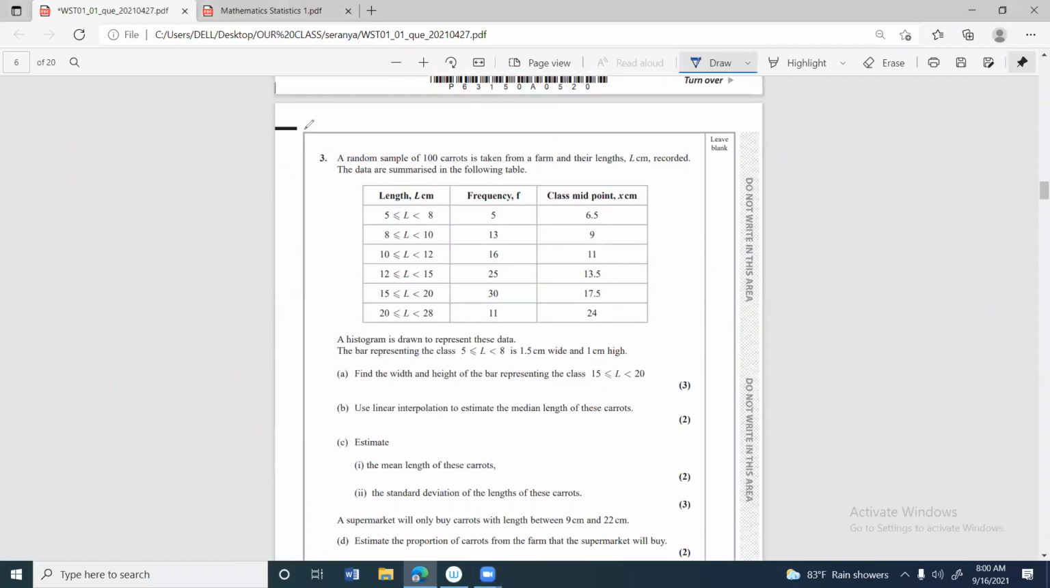Right. Now let's come up to this third question. A sample of 100 characters is taken from the farm. The length L is recorded. The data are summarized in the following table.